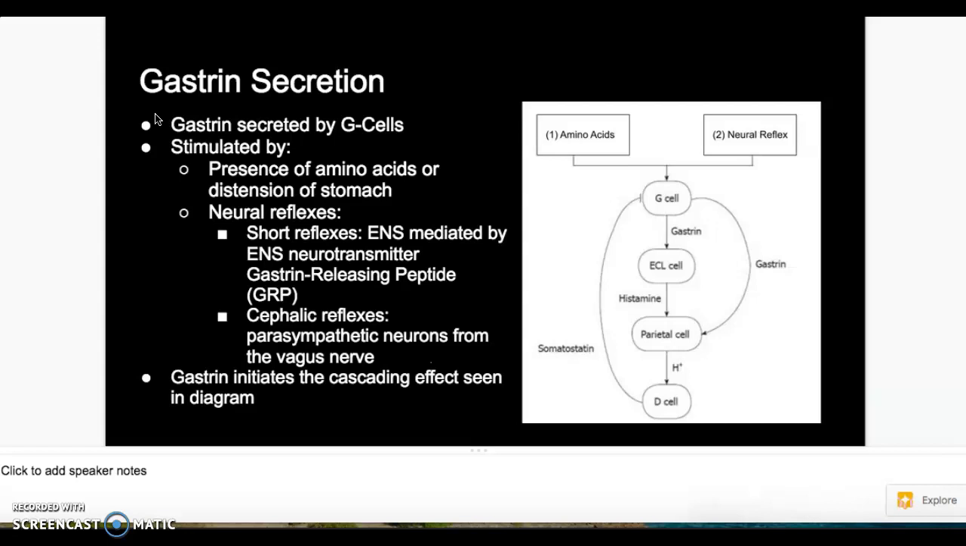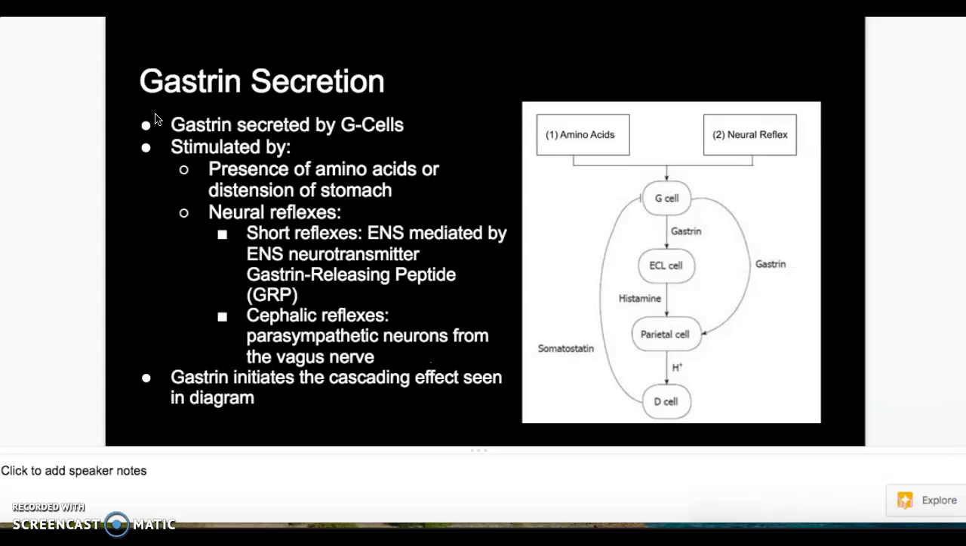The long reflex is also known as the cephalic reflex. The short reflex is the enteric nervous system, and it is when the enteric nervous system releases the neurotransmitter gastrin-releasing peptide. That gastrin-releasing peptide will allow the gastrin to be secreted from the G cells. For the cephalic reflex, again, it's going to be that parasympathetic neuron pathway via the vagus nerve.